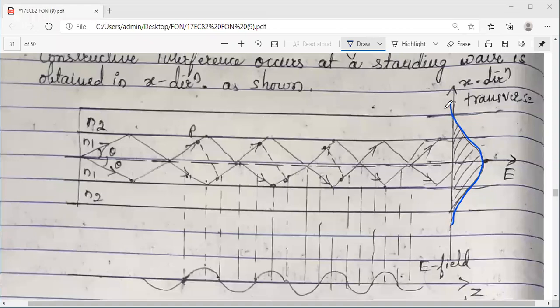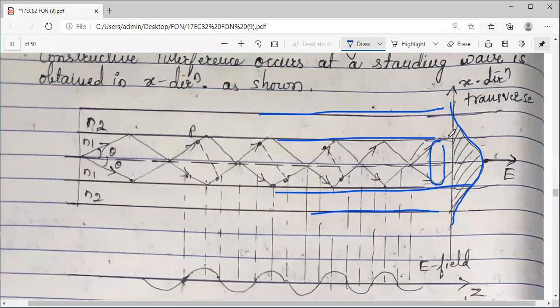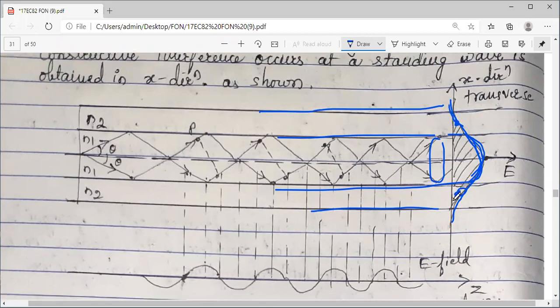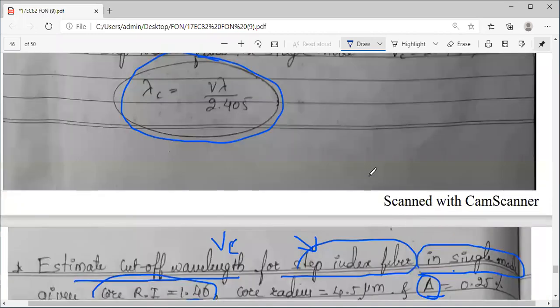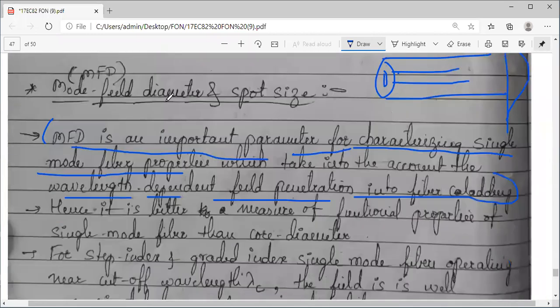This was fundamental mode. For TE0, the structure was, if you observe, this is your cladding part and the center is core. Most of the field is concentrated at the center core, but some part is getting into the cladding as well, right? Some part is going into the cladding. So what is this mode field diameter? Hope you understood that structure. Just recalling purpose, I have shown you that. So this will give you an account of this field penetration, how much field has gone into the cladding.